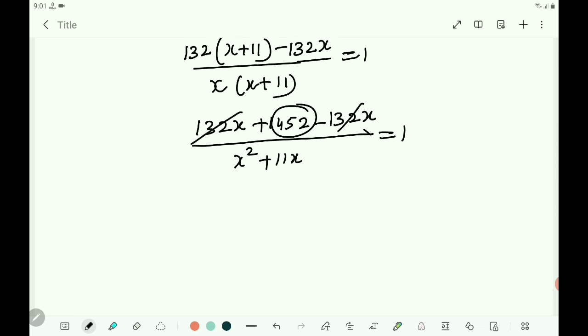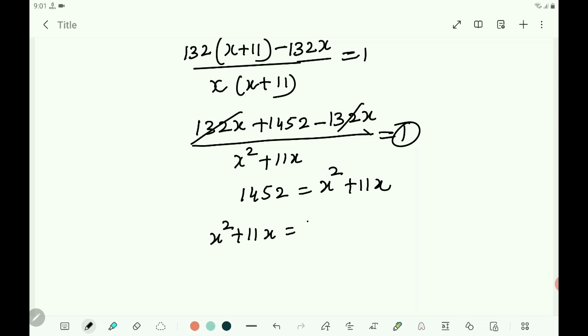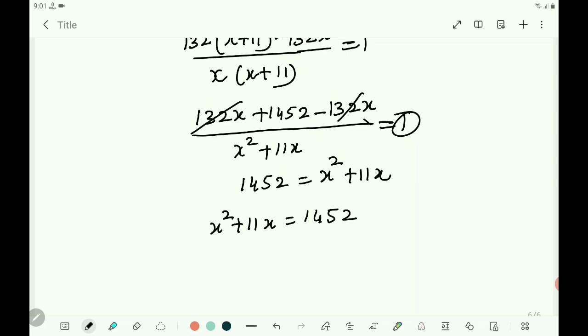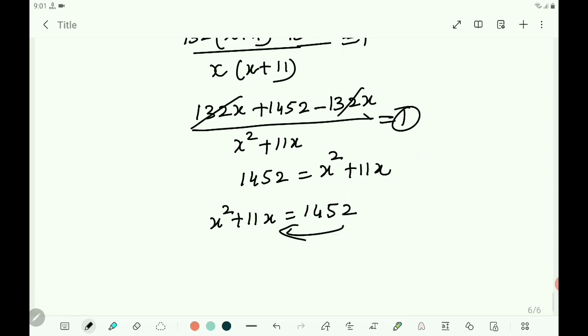Here what is remaining? 1452 equals 1 into x square plus 11x, which is x square plus 11x only. Now interchange LHS and RHS. x square plus 11x equals 1452. Now transfer this 1452 to the LHS to get the standard form of the quadratic equation.